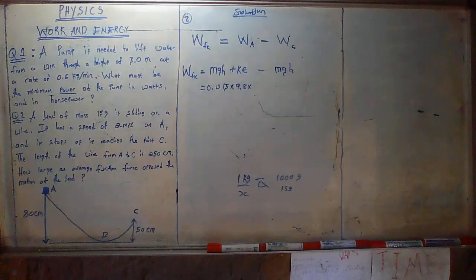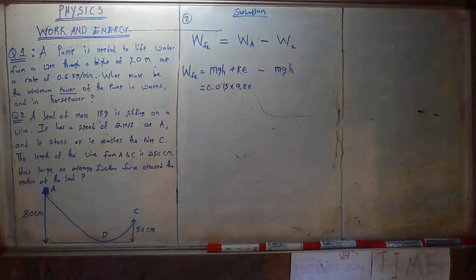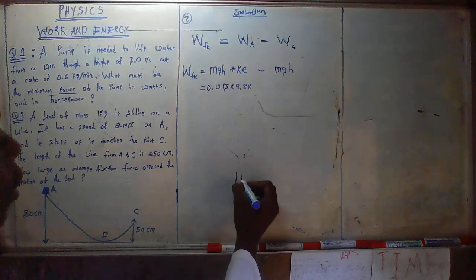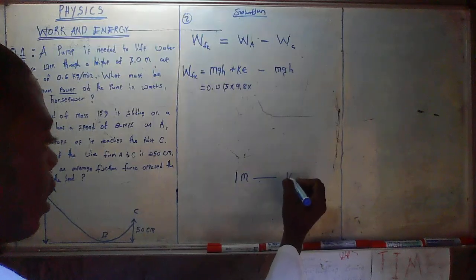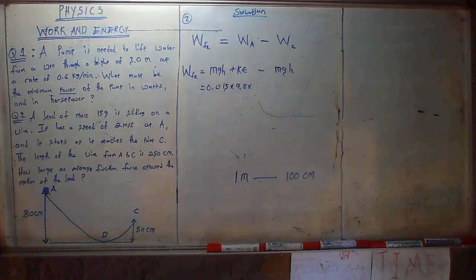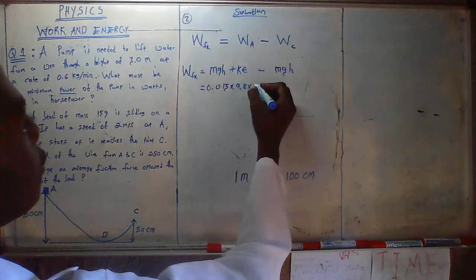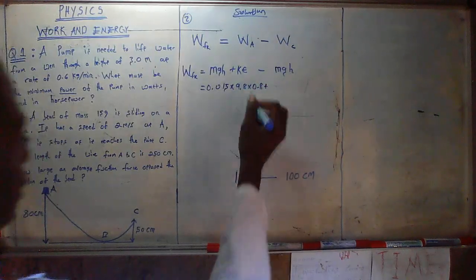What is the height at A? The height at A is 80 centimeters. How do you convert from centimeters to meters? Well, you say 1 meter is equal to 100 centimeters, right? Therefore, 80 centimeters is equal to 0.8 meter.